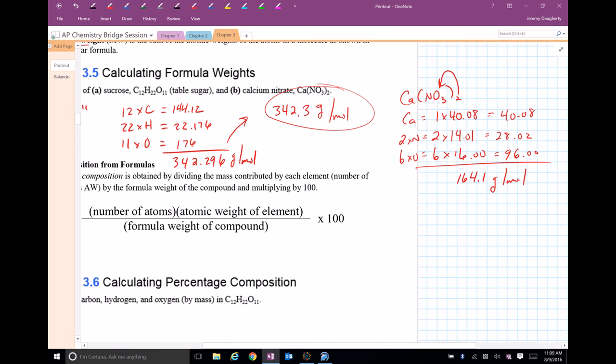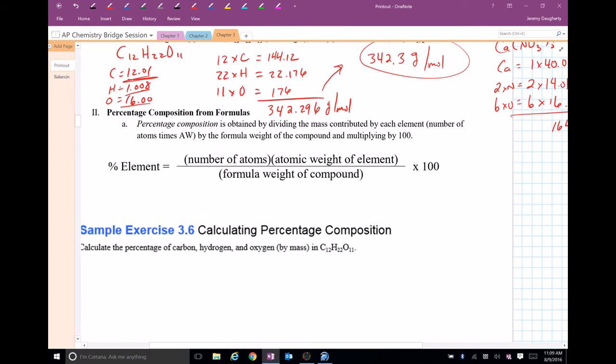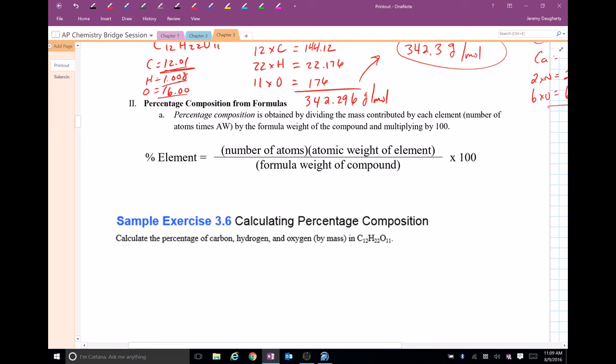Percent composition is used a lot throughout the year, believe it or not. Make sure you know what you're doing. Is it percent composition by mass or percent composition by moles? Because it's 2 completely different things. So the percent composition by mass, let's go ahead and do that first.